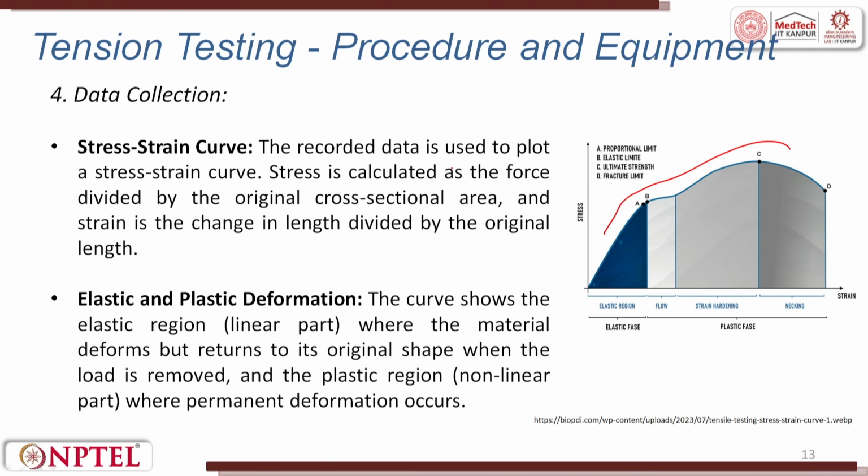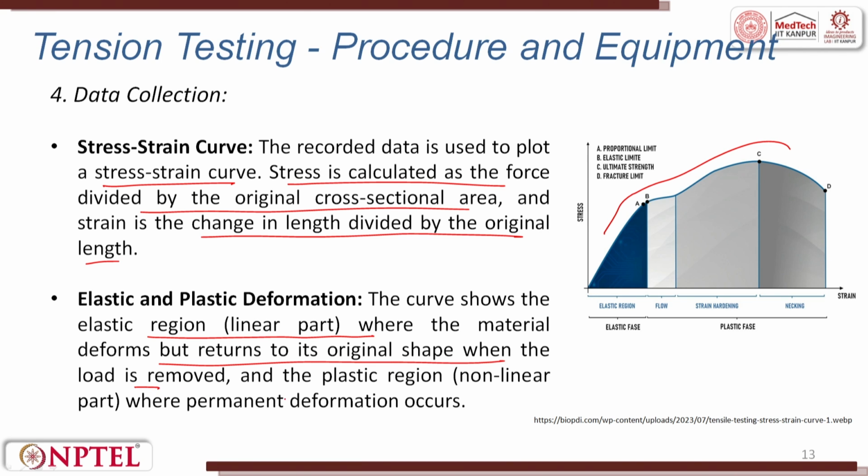The recorded data is used to plot a stress strain curve. Stress is calculated as force divided by original cross section area, and strain is the change in length divided by the original length. Elastic and plastic deformation: the curve shows the elastic region, that is the linear part where the material deforms but returns to original shape when the load is removed, and the plastic region, non-linear, where permanent deformation occurs. This we have seen multiple times. This is the elastic area, then we go to the plastic region, and then we reach our ultimate tensile strength, and then we go towards the fracture limit.